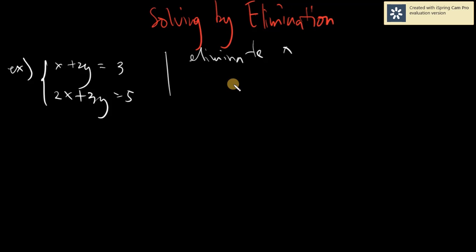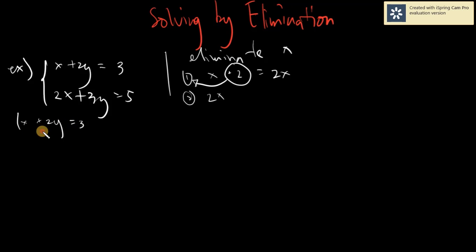Let's eliminate x. In elimination of x, I will check equation 1 and equation 2. I want to make the equation with no numerical coefficient beside x, the hidden 1 here, the same as equation 2, the other equation. So therefore, I will multiply this by 2 to get my 2x. Meaning, the entire equation 1 will be multiplied by 2. I will now have x plus 2y is equal to 3, and multiplying this by 2, I will have 2x plus 4y is equal to 6. So this is my new equation number 1.